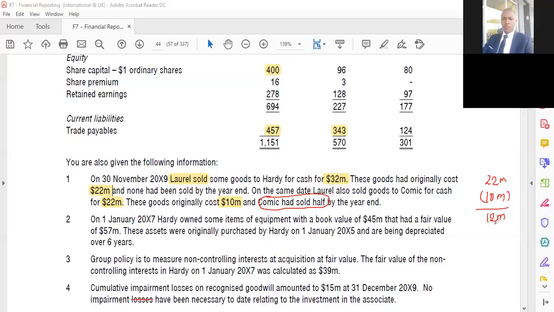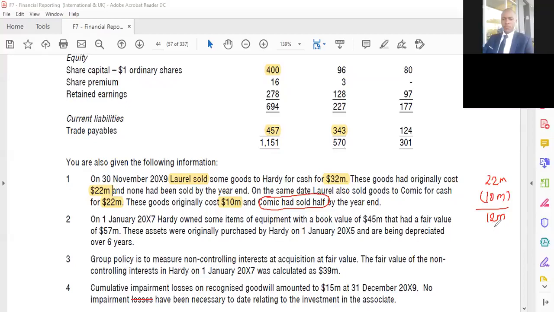So that means we are not going to reverse the whole 12, no. Only half of 12, because half was sold to the outsider, which is okay. Half of those goods were sold to the outsider. So in this context, what do we do? What you are going to do here is this.